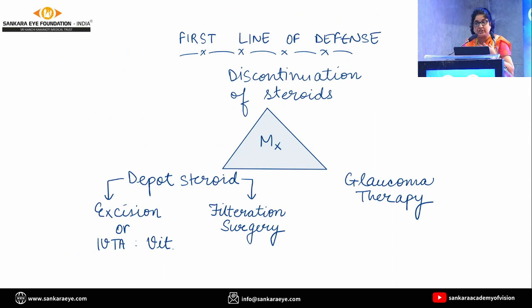Once the patient develops steroid responsiveness, the first thing is we need to stop the steroid. If we are not able to stop the steroid, at least we need to come down to low dose therapy, and then start glaucoma management with medical management. If it is not controlled, you can go for surgical treatment. If the intraocular pressure is not reduced even with medical management and it is a depot steroid like intravitreal, you need to excise it by doing vitrectomy.